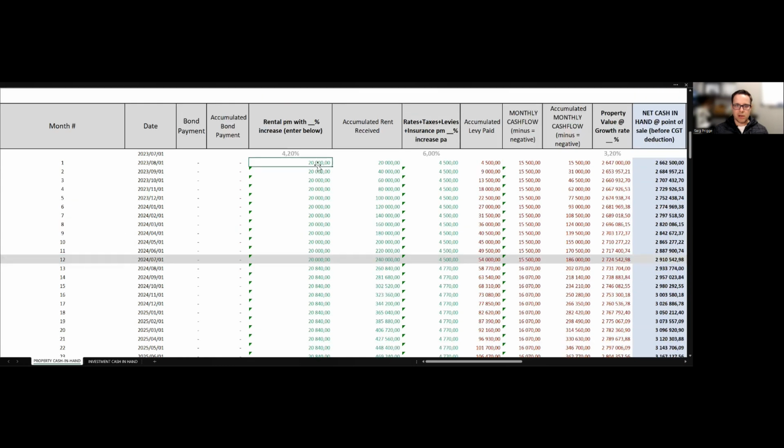You can see 20,000 Rand rent per month. After year one, you've accumulated 240,000 Rand rent. You've paid 4,500 Rand in costs, so 54,000 Rand in costs. Your monthly cash flow is 15.5 positive. A minus equals a negative, so this is positive cash flow. So you've made 186,000 Rand in year one, and the property value after year one will be 2.7 million.